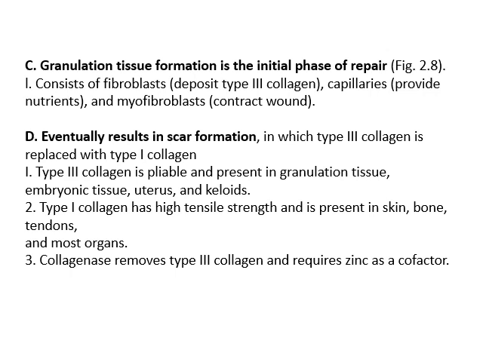It eventually results in scar formation, in which type 3 collagen is replaced with type 1 collagen. Type 3 collagen is soluble and present in granulation tissue, embryonic tissue, uterus and keloids. Type 1 collagen has high tensile strength and is present in the skin, bone, tendons and most organs.